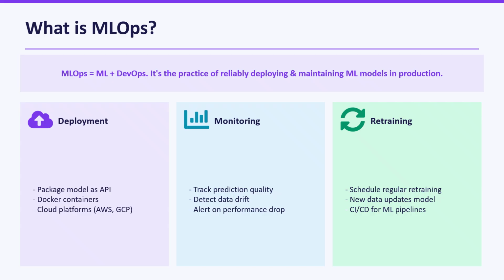But deployment is only the beginning. You also need to monitor, track whether the model is still making good predictions. Real world data changes over time. A fraud detection model trained on 2023 data might start failing in 2026 because fraud patterns evolved. That's called data drift. Finally, retraining. You schedule regular retraining jobs to feed new data into the model and keep it sharp. MLOps is a growing field and one of the most in demand skills in the industry right now.